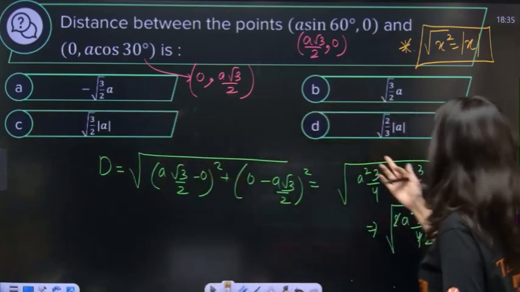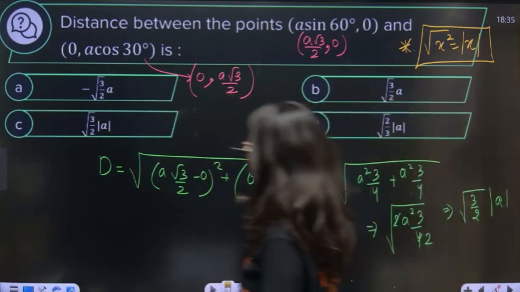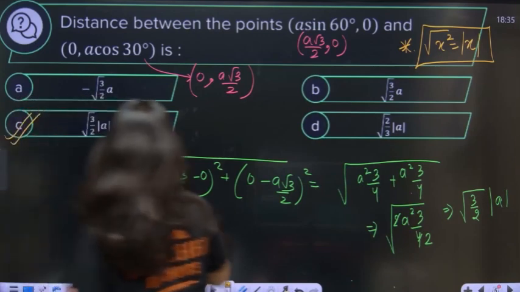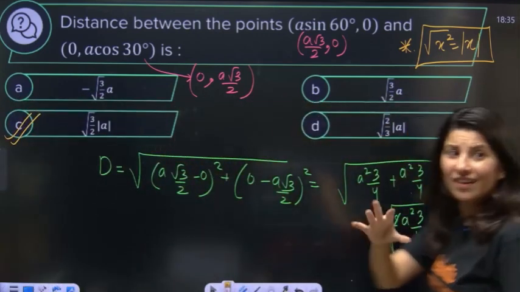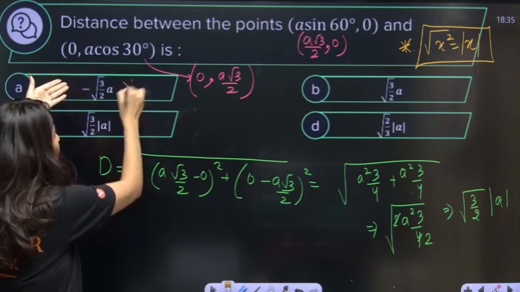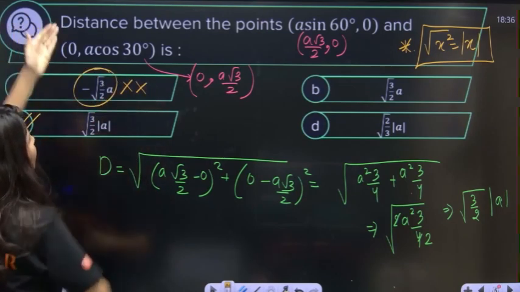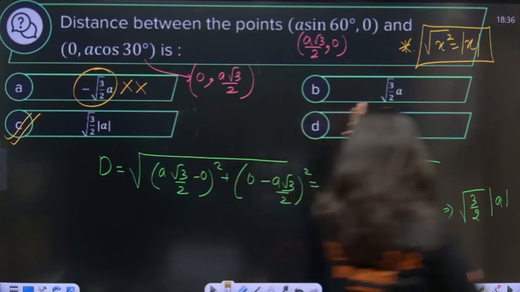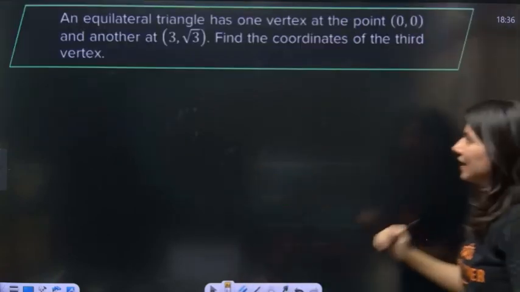All right, so which option is correct? C option is correct, right? C is absolutely correct. C. Now understand one thing. Option A though is absolutely wrong. Distance can never be negative. Correct? This option is absolutely incorrect. Now, let's do this question.